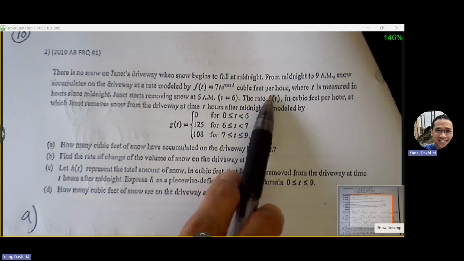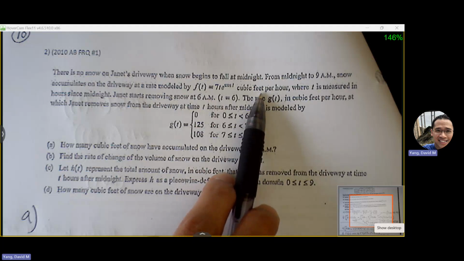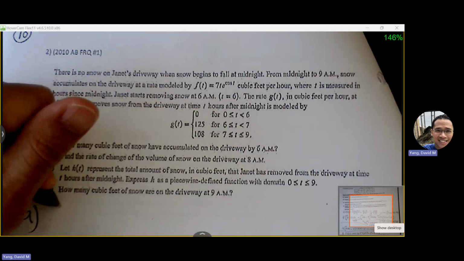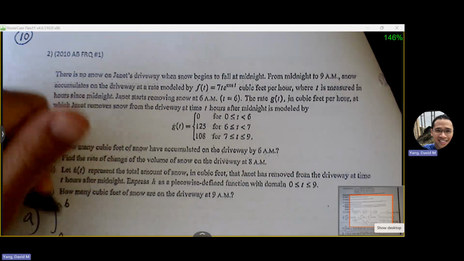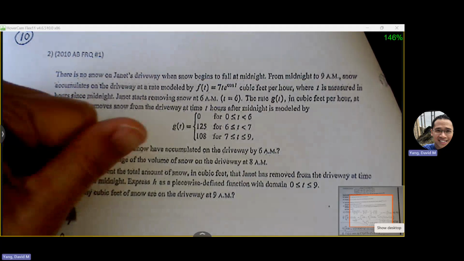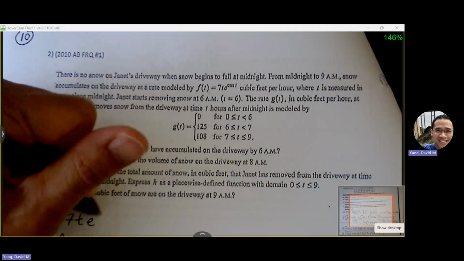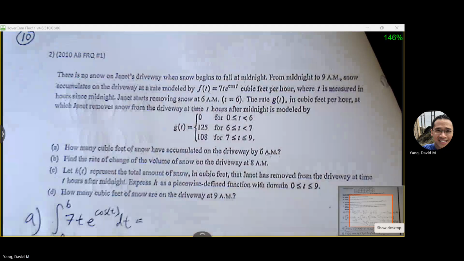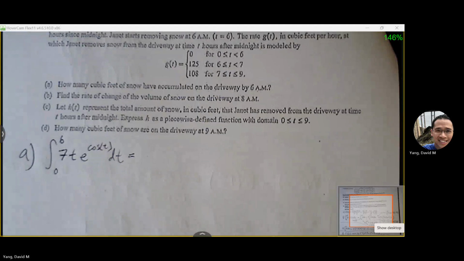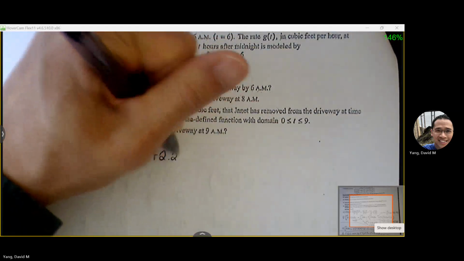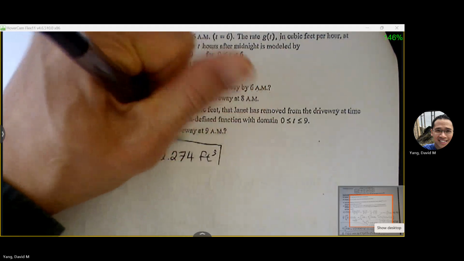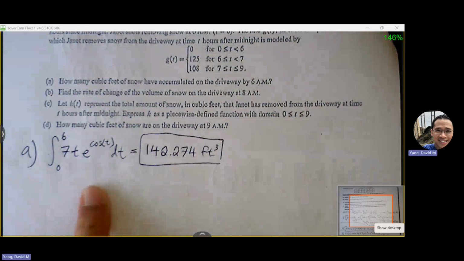We know we're trying to get from cubic feet per hour up to cubic feet, so we have to take the integral. So part A is just the integral from 0 to 6 of 7t e to the cosine of t dt. But then the calculator, math 9.